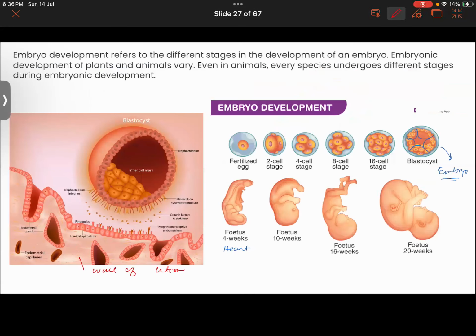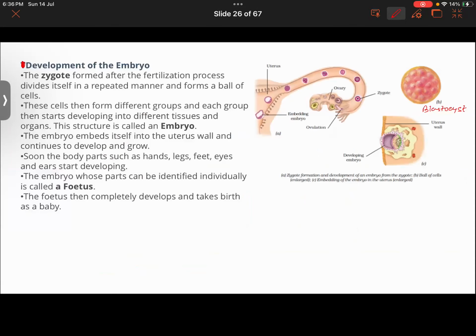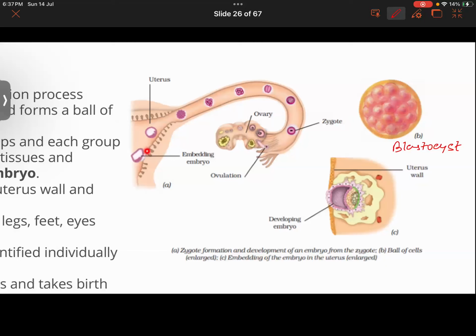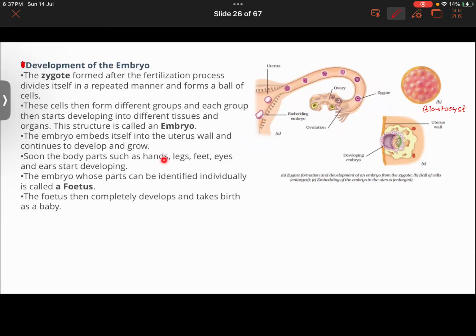Furthermore, this embryo will now be embedding itself into the wall of the uterus, also called the uterine wall. This is the uterus wall, the wall that you see over here. As you can see in this image, the embryo is getting embedded, attaching to the wall of the uterus. From there, it will be receiving all the nourishment. And when parts of the embryo, like hands, legs, feet, or eyes, start to develop and can be identified, then it will be called a fetus.